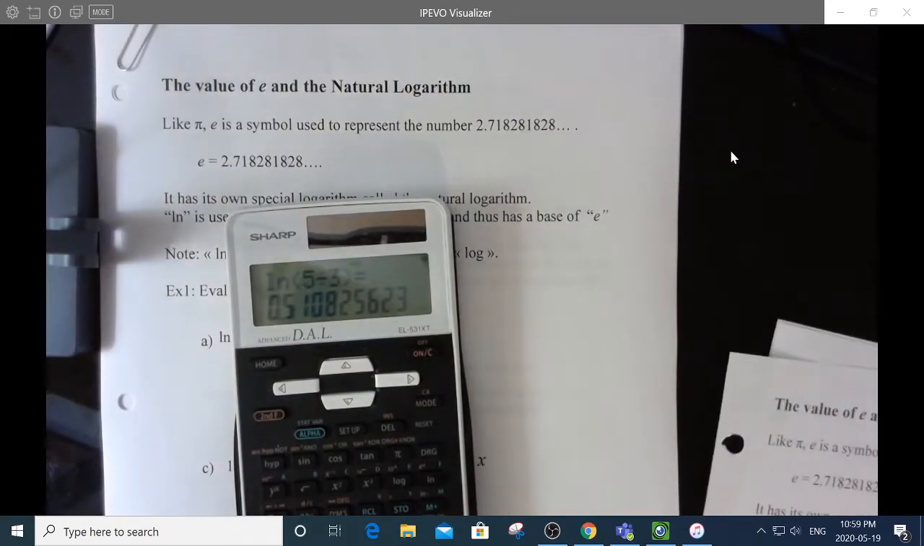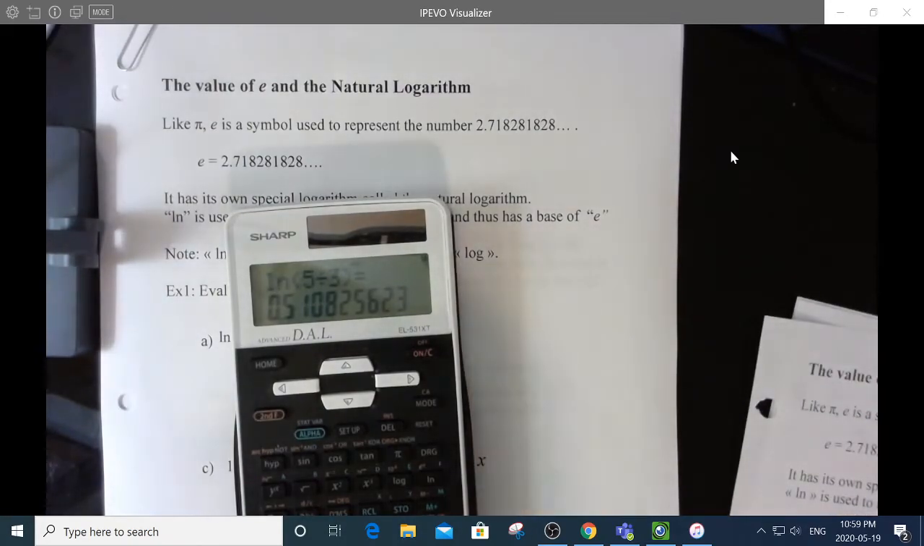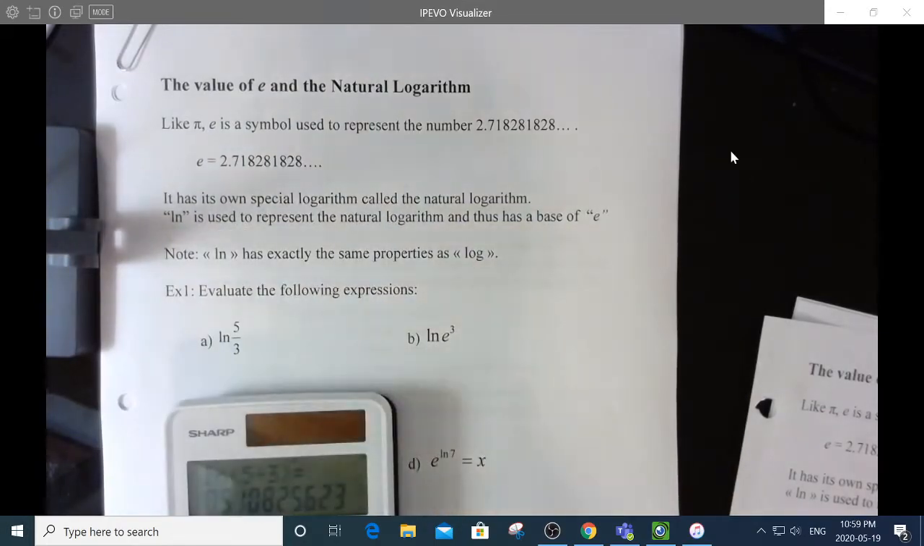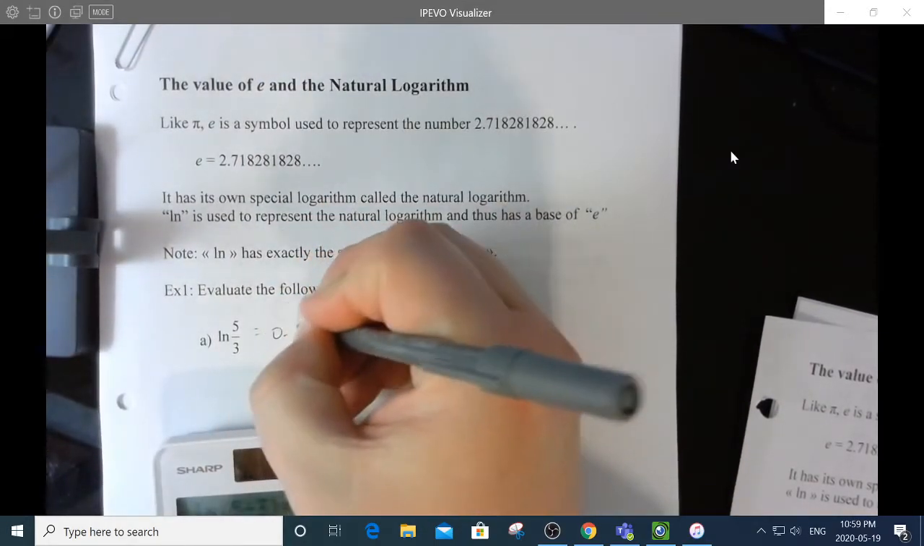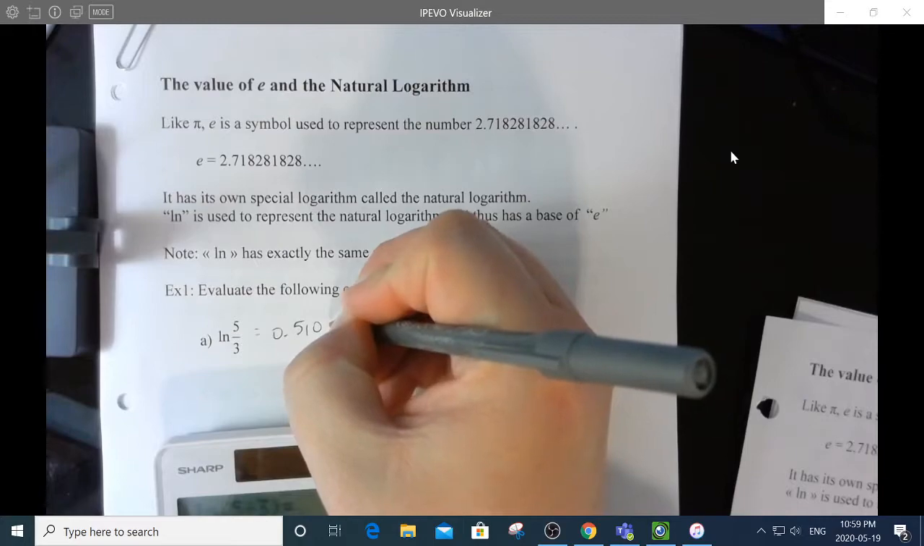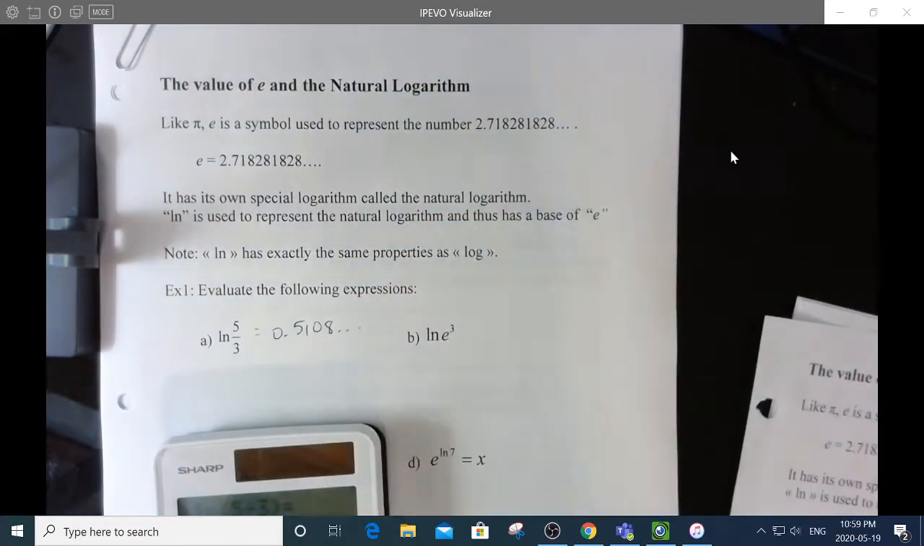It's about 0.5108. I'll just round it to 3 places. What's after the 8? Okay, so it's 0.510, 4 places, I guess, 8, and then blah, blah, blah. Okay, so that's how you do something like that.